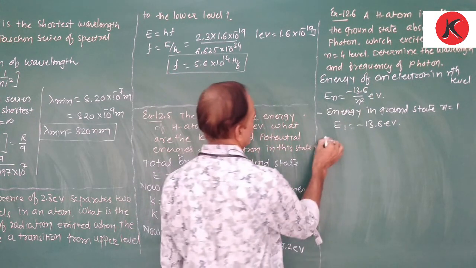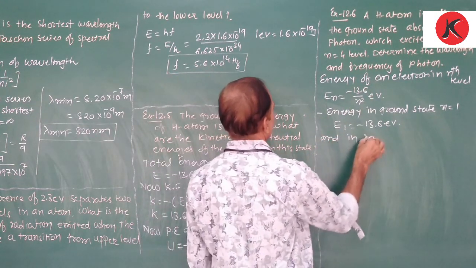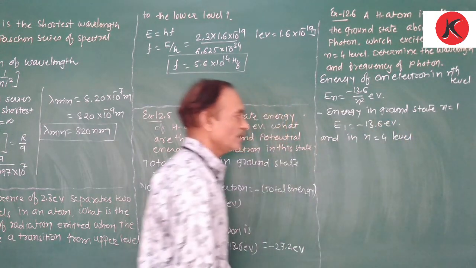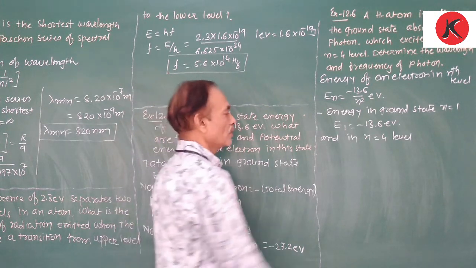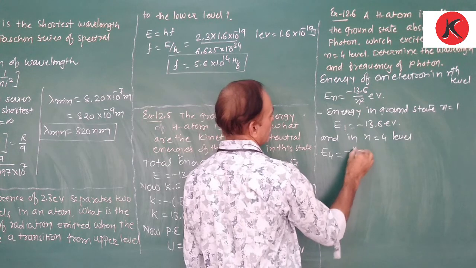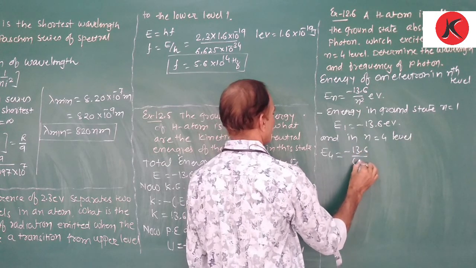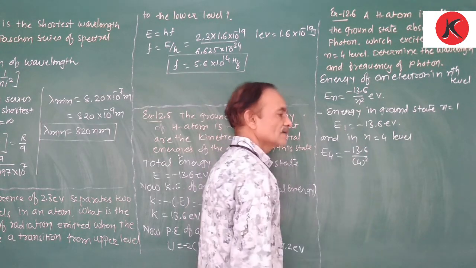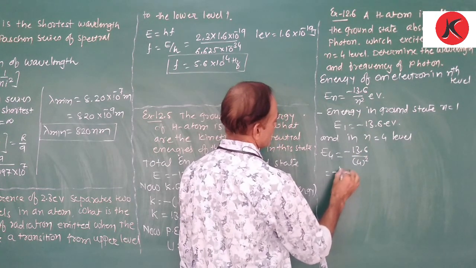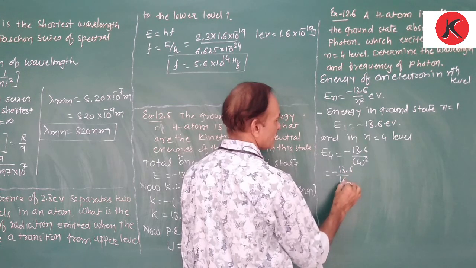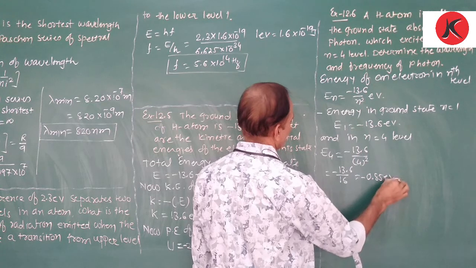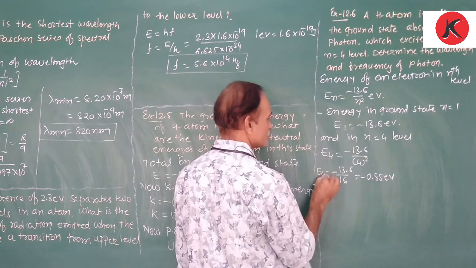And in the n is equal to 4 level, the total energy of the electron in the 4th level, or the 4th quantum number orbit, E4 is equal to minus 13.6 upon 4 square, that is minus 13.6 upon 16. That means minus 0.85 electron volt. That's the equation.